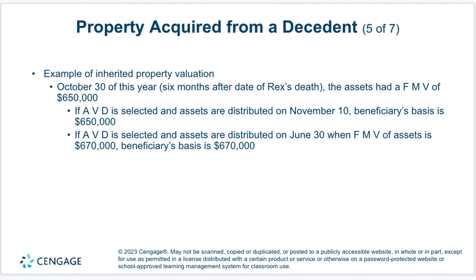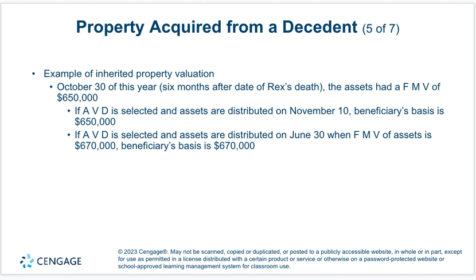So continuing with that problem, October 30th of this year, 6 months after the date of Rex's death, the assets had a fair market value of $650,000. If the alternative valuation date is selected and the assets are distributed on November 10th, the beneficiary's basis will be the $650,000, the fair market value on that date.